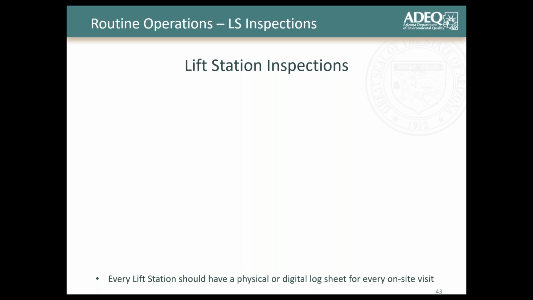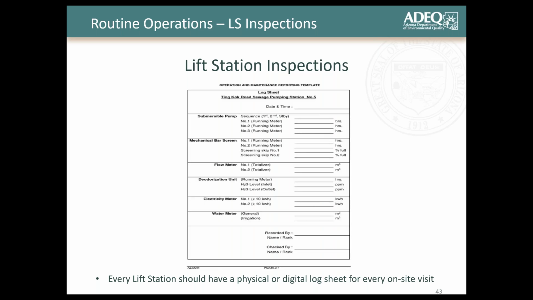So, lift station inspections. Every lift station should have a physical or digital log sheet for every on-site visit, right? So there's an example of a good one, or a decent one, that I found. Usually, depending on the lift station size and type, you may want a little bit more information, a little less information. Nonetheless, you should always document when you've been there. A lot of lift stations, either physically or digitally, have a log sheet that just tells you when you visited, what you did there, and why you did that there, right?